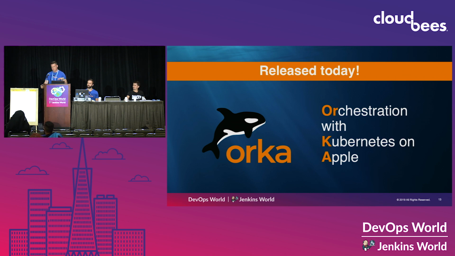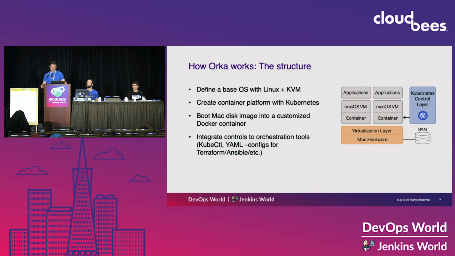I'm going to go into how it works for a minute, and then I'm going to hand it over to my colleagues here who did a lot of the work so they can show you it in action. So the structure of this is a little different from how you're normally going to use your Mac hardware. We actually connect the hardware to the SAN and then put our virtualization Orca layer on top of that, and then put your containers on top of that and orchestrate it all with Kubernetes.